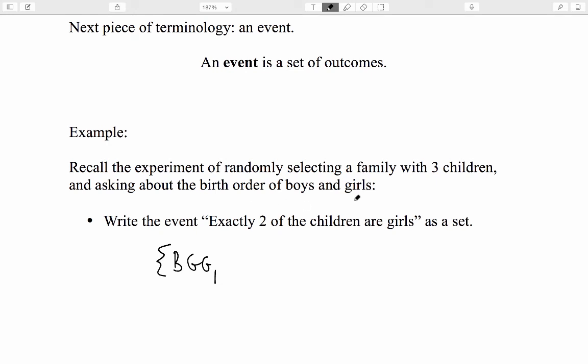That's one of the ways that this event could happen, boy then girl then girl, or it could be that girl boy girl happens, or it could be that girl girl boy happens. Each of these outcomes is contained in the event, exactly 2 of the children are girls. Each of these outcomes contributes toward the event. This way of speaking about an event as containing outcomes turns out to be a useful way to take the ordinary notion of an event and make it precise for purposes of studying probability.